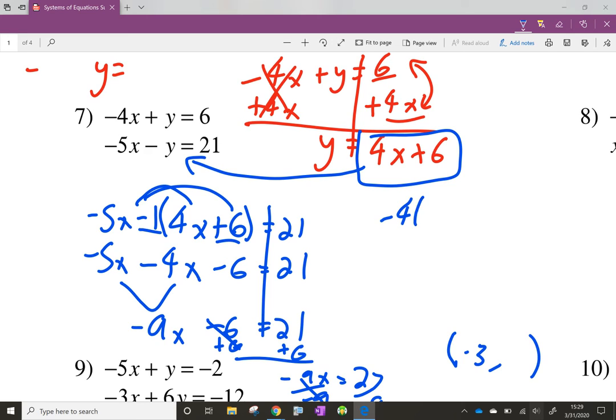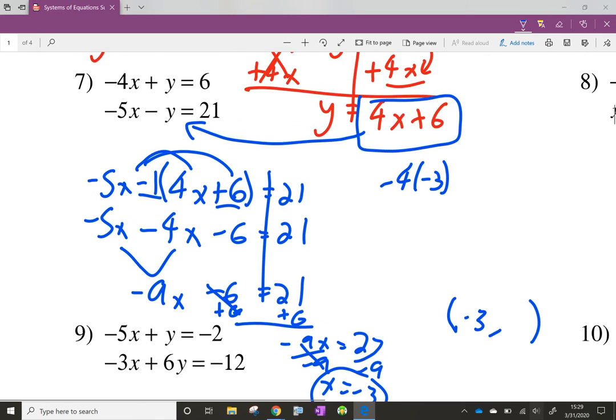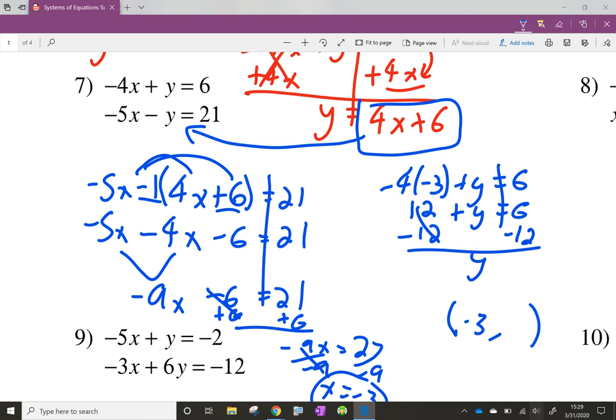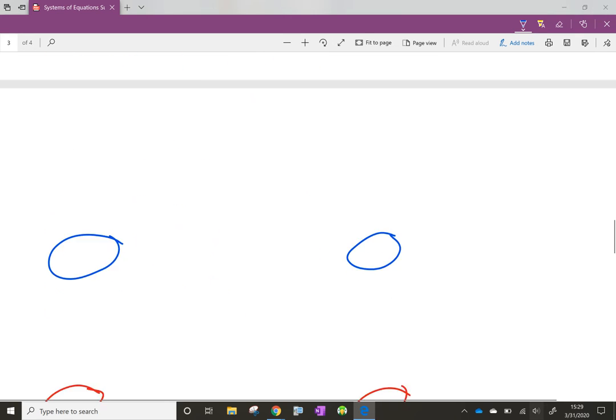So -4 times x, and x is -3, right? We just figured that out. Plus y equals 6. So when I solve it, -4 times -3 is 12, plus y equals 6. We subtract 12, then we end up with y equal to 6 minus 12, which is -6. So for number 7, our answer was -3, -6.